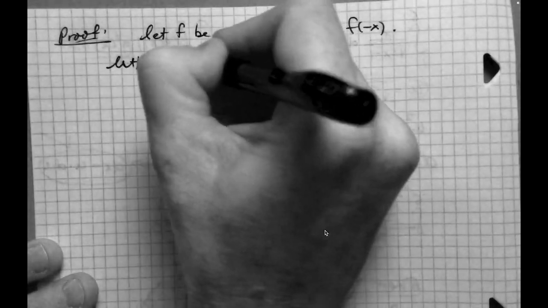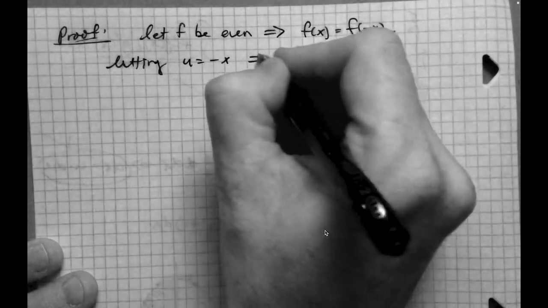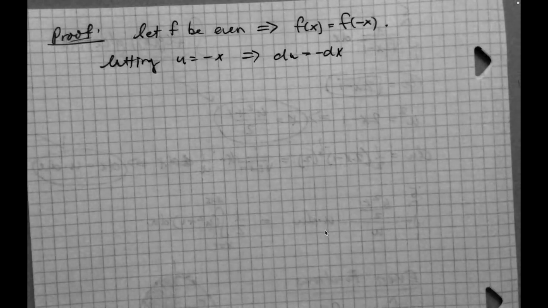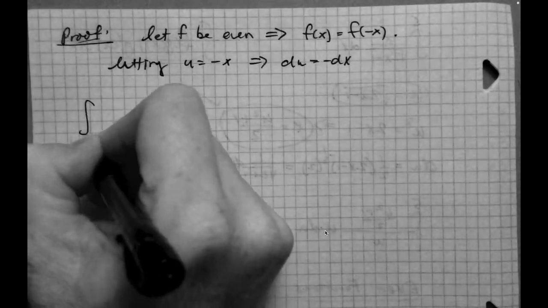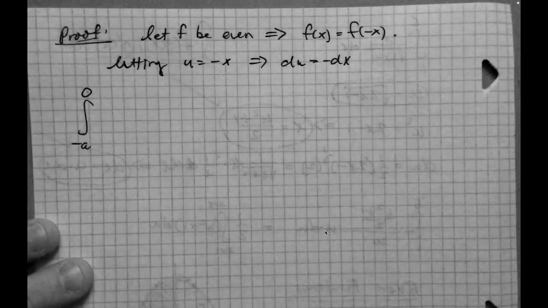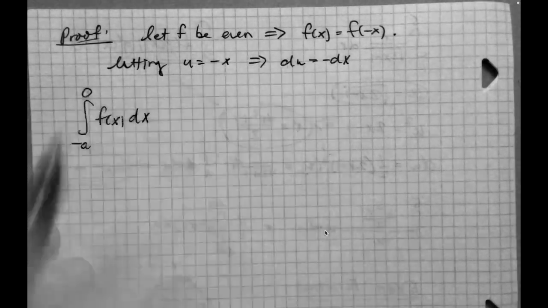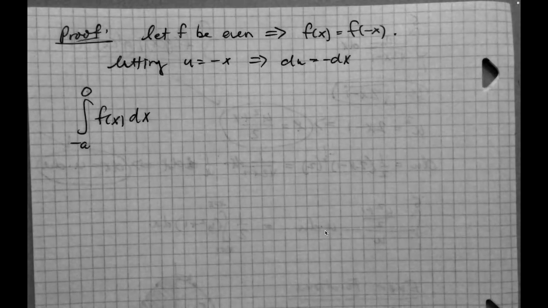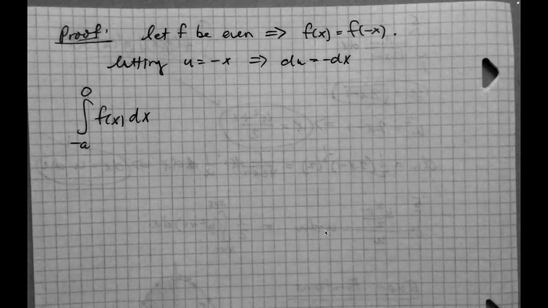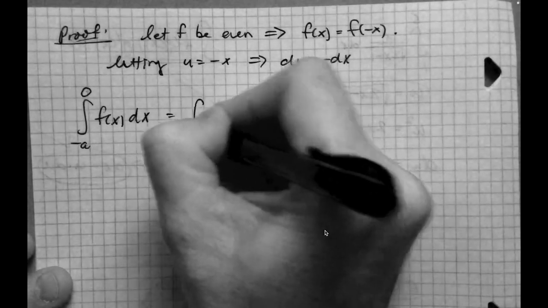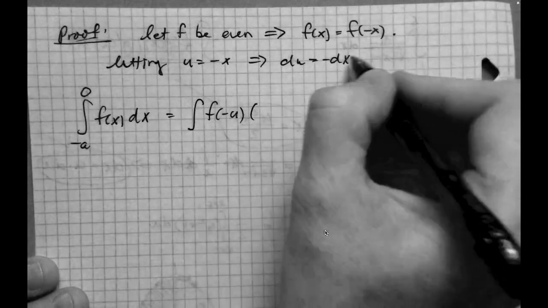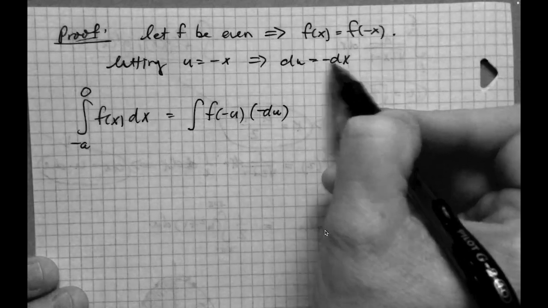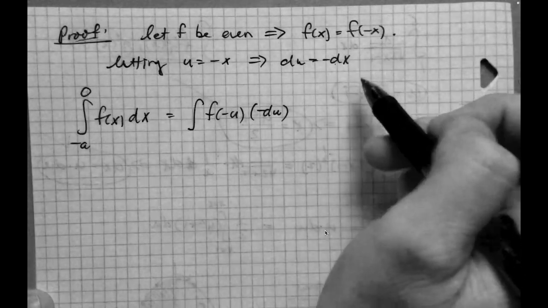Letting u equal negative x, we have du equals negative dx. So we're doing a u substitution here. We'll start with the negative a up to 0 piece, the integral of f of x dx. Now, what we're going to do here is rewrite this as the integral of f of negative u times negative du, right? And that comes from right here. If du is equal to negative dx, then dx is equal to negative du.